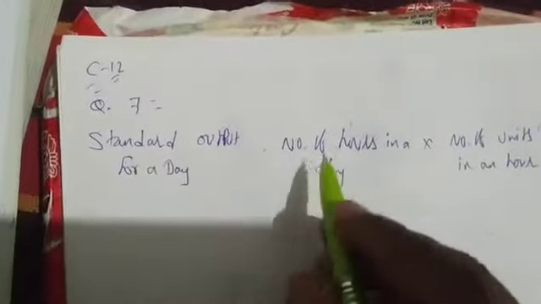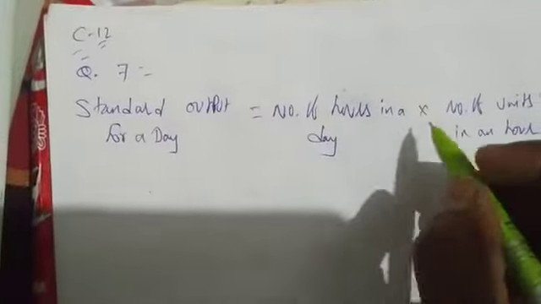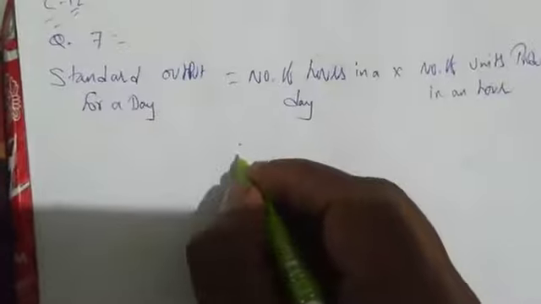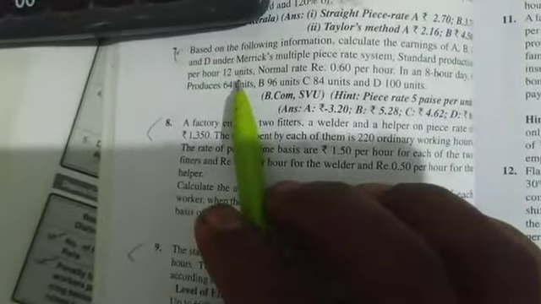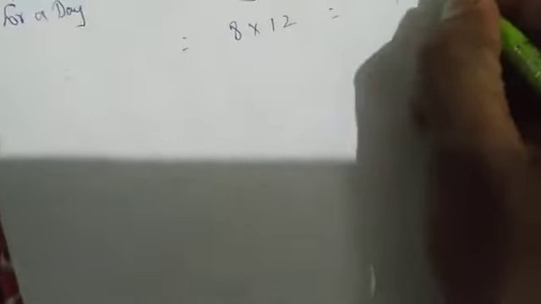The formula which I wrote earlier, the same formula I am writing. Standard output for a day, how to find out? Number of hours in a day into number of units produced in an hour. So number of hours in a day is how much? 8 hours into number of units produced in an hour is how much? 12. 8 into 12 equal to 96 units. Standard is 96. Got it. Standard output is 96 units.